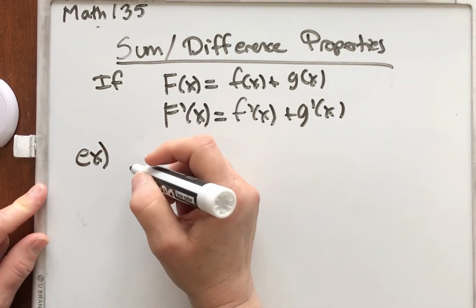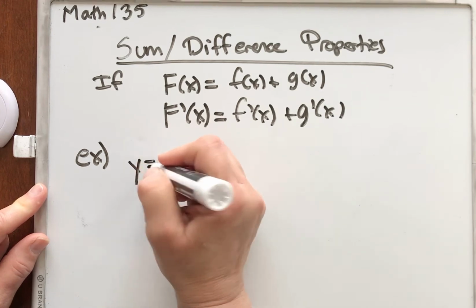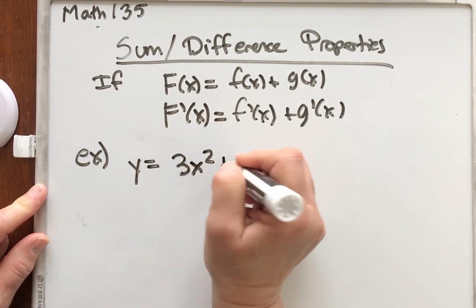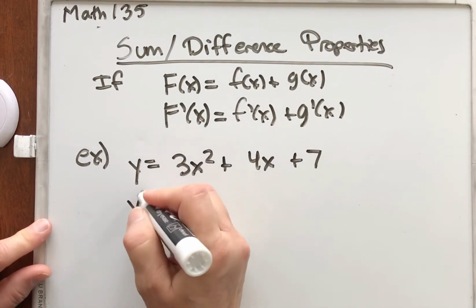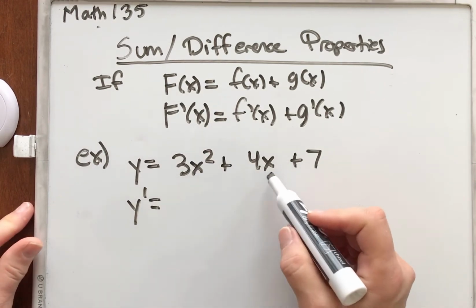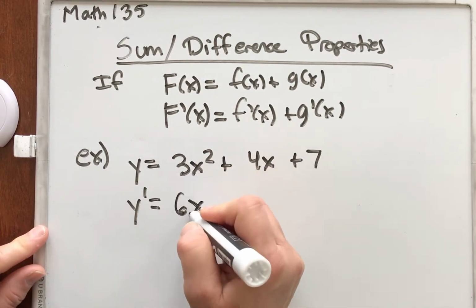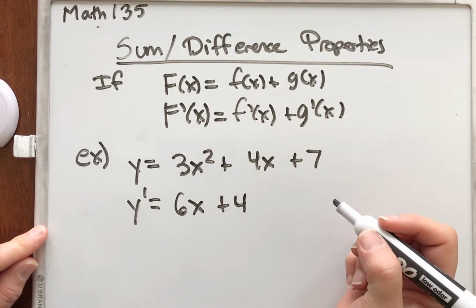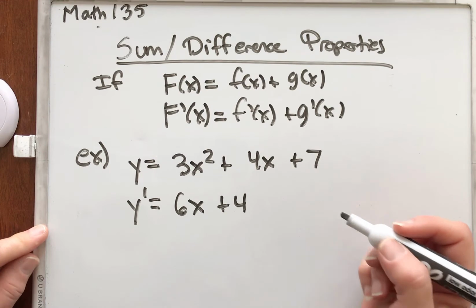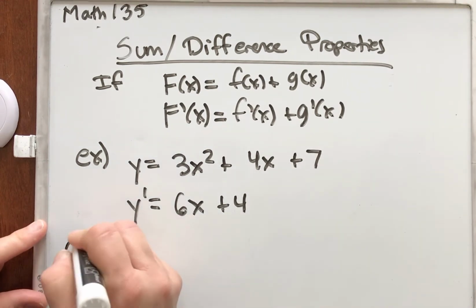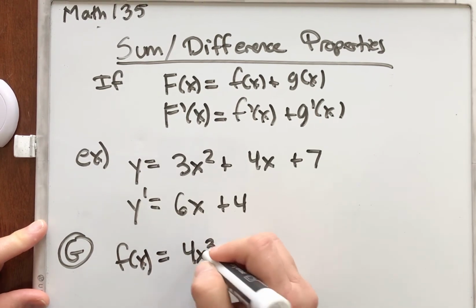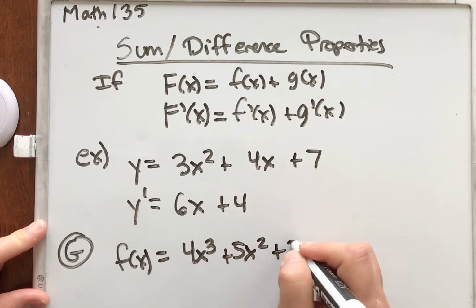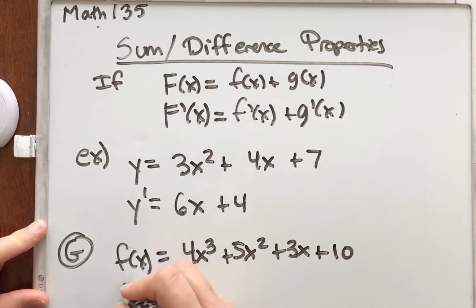Here's an example. Let's say we have y equals 3x squared plus 4x plus 7. We wanted to find the derivative. What we do is just find the derivative of each term. So this becomes 6x plus 4 plus 0. And there's our answer. Now I'd like you to do one in your group. Let's say f of x equals 4x cubed plus 5x squared plus 3x plus 10. Go ahead and find f prime of x.